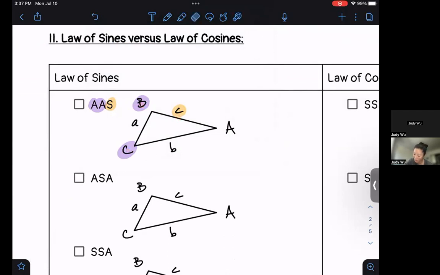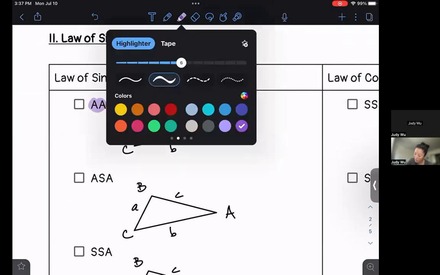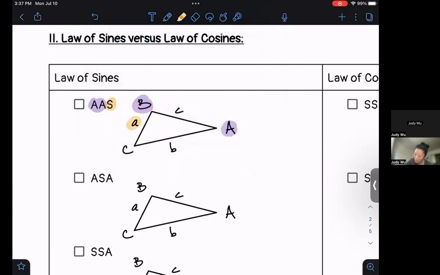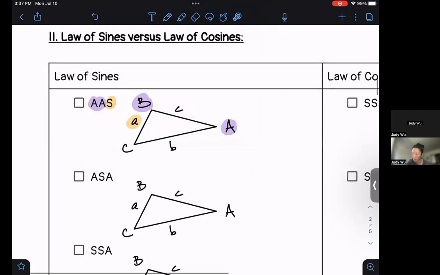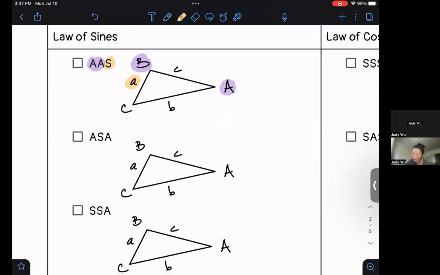Or we could do something like this. That would also be angle, angle, side. So let's say we chose this angle and this angle, then we could choose the side little a, and that would be angle, angle, side. But the thing we want to keep in mind is that the side is not the one in between the two angles. Whereas in the second case, we have an angle, and the side in between them.